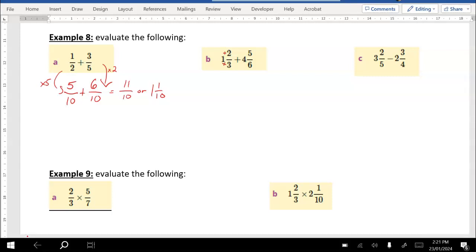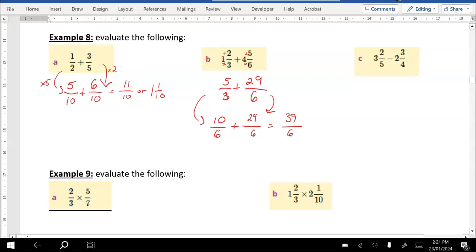3 times 1 is 3 plus 2 is 5, so 5/3, plus 6 times 4 is 24, plus 5 is 29/6. So that's step 1, but we still need to get them so that they're equivalent and have the same denominator. The lowest common multiple, don't be fooled here, is 6, so we can keep 29/6, because 3 times 2 is 6, 5 times 2 is 10. So there's an equivalent fraction, and now we can add these together and get 39/6, which is a perfectly legitimate answer, or 6.5.